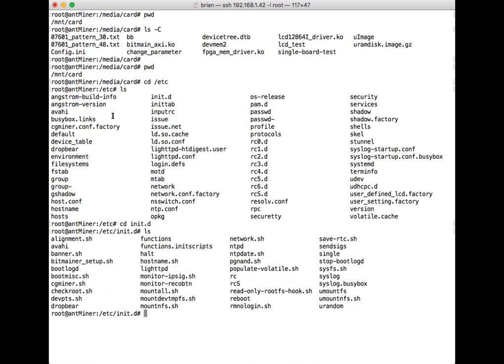And if you notice right here, there's a cgminer.sh. So in the etc folder, init.d directory, there's a cgminer shell script. So let's go look at that. I'm going to look at it as a text file. The .sh is a text file. It's just shell script.